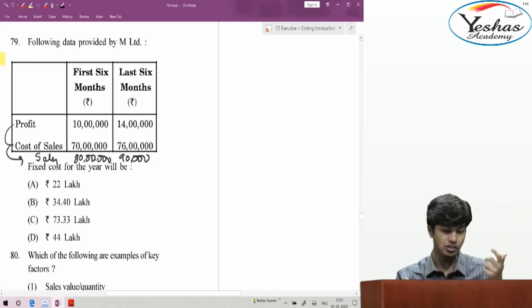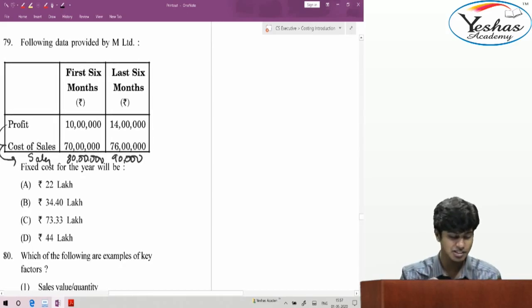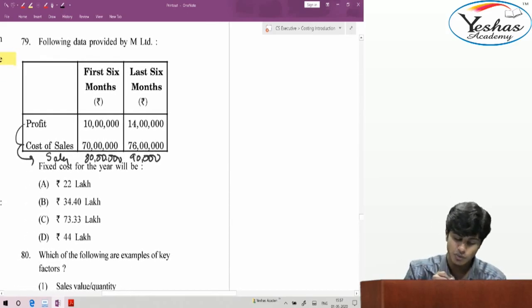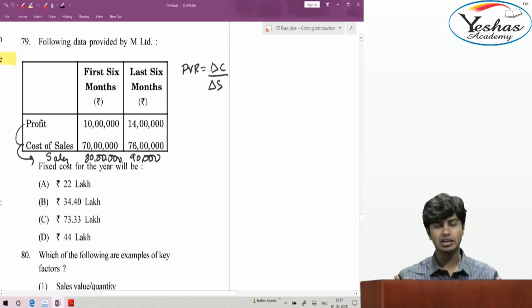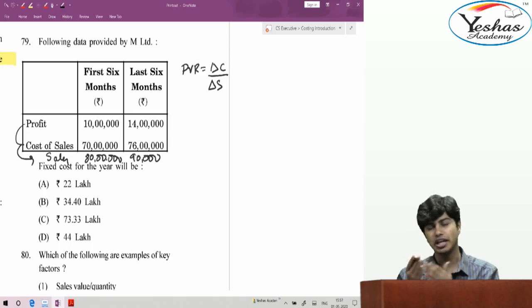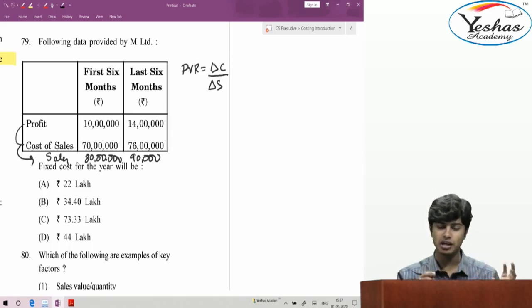Okay, they're asking for fixed cost. Simple, guys. We just need to start doing this. Do we know this formula? Profit volume ratio is equal to change in contribution divided by change in sales. We know contribution divided by sales is PVR. That proportion of contribution which is collected from sales is this. The difference will become our PVR.